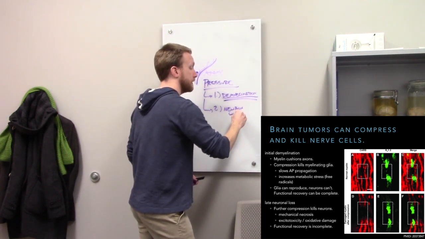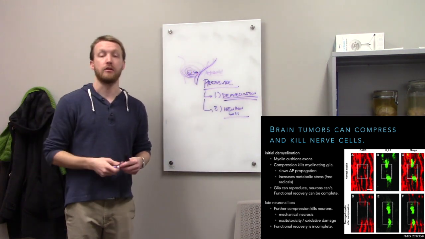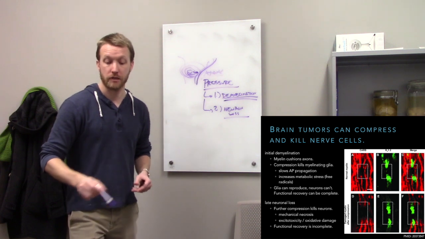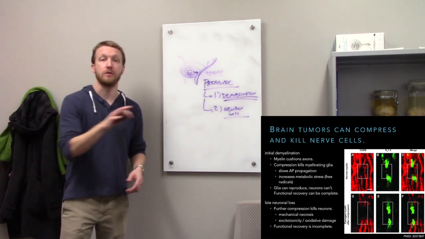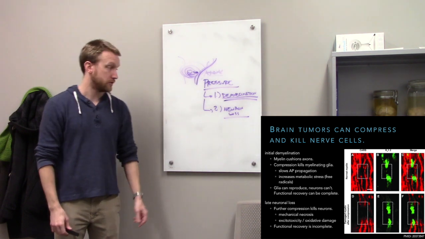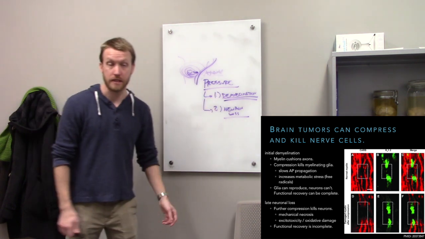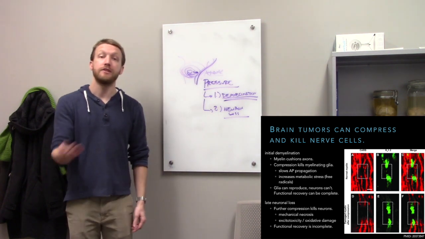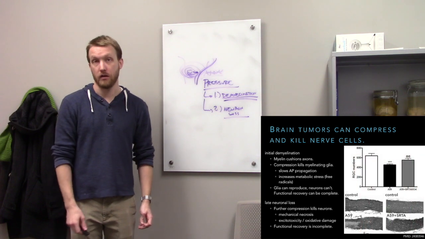Then we get neuron loss. This is problematic because, like you, neurons are special and irreplaceable. They're postmitotic, they don't make any more themselves, so when we lose them, they're gone. There's no regrowth like we have with glia. And when you have demyelination for prolonged periods of time, you see neuron loss.